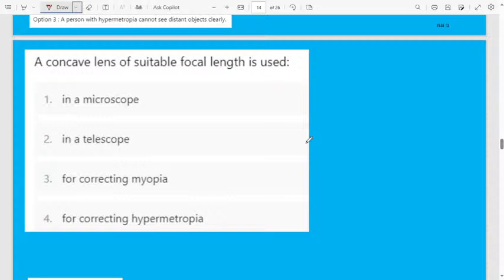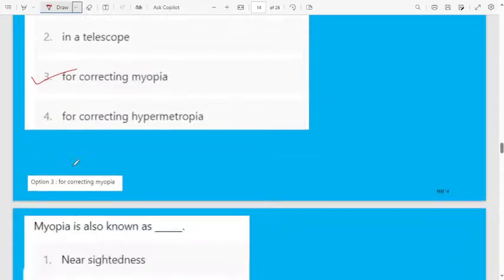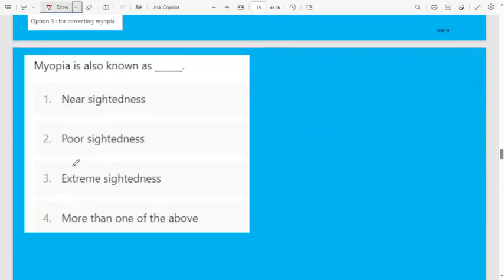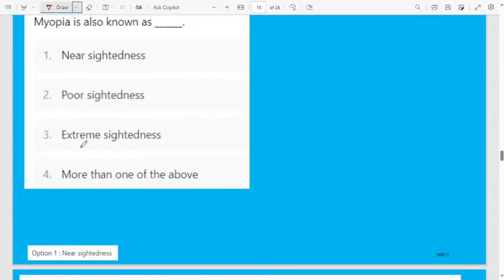Next question. A concave lens of suitable focal length is used for correcting myopia. The question is repeated: what is meant by myopia? The first option is nearsightedness, second poor sightedness, third option is extreme sightedness, fourth option is more than one of the above. Myopia means nearsightedness.